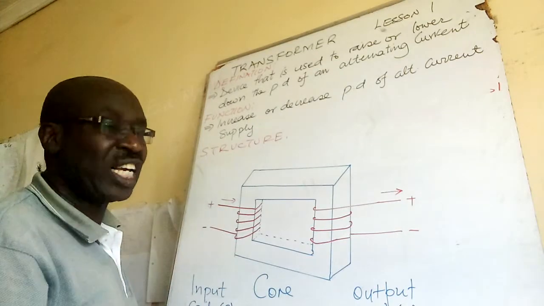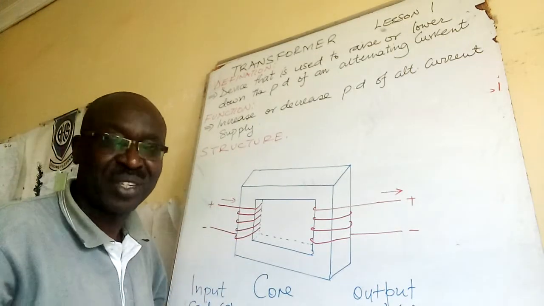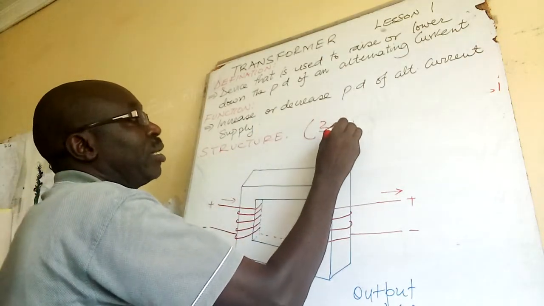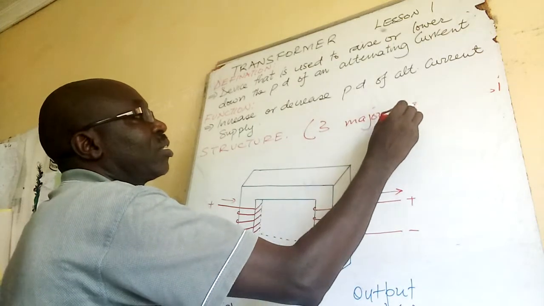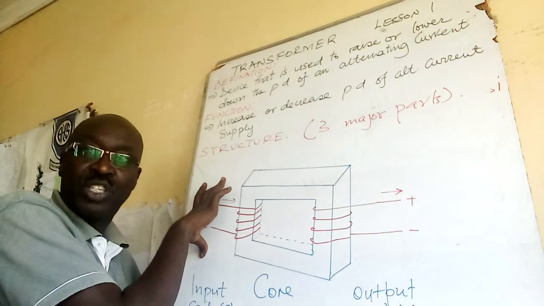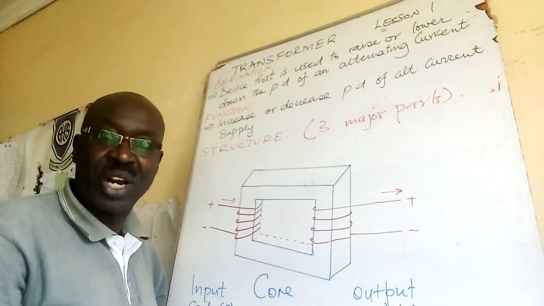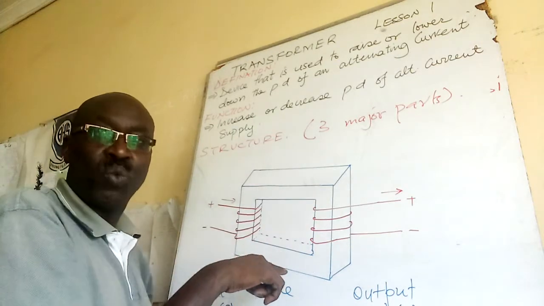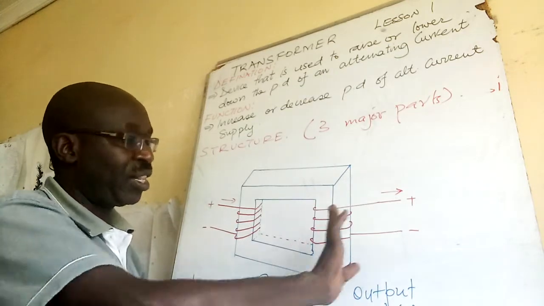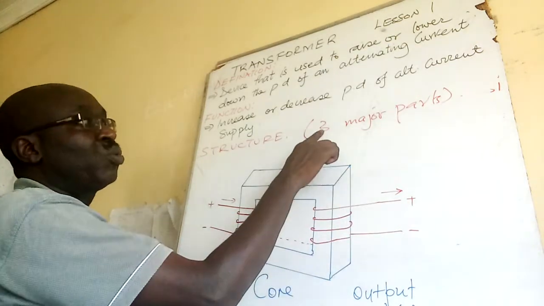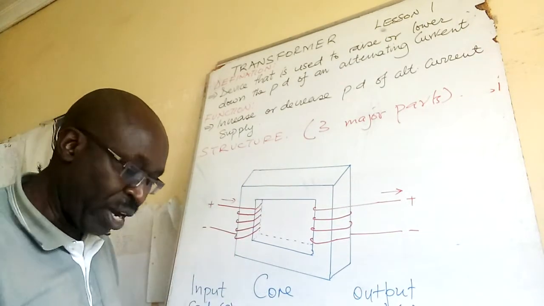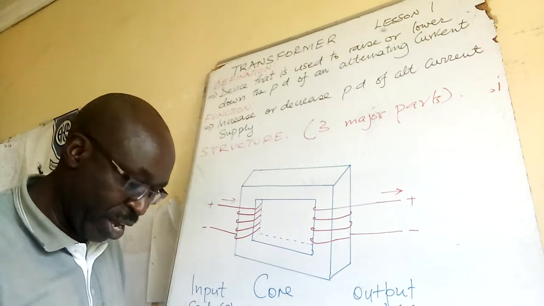So that leads us to the structure. And this structure has 3 major components. We have 3 major parts, which are, we have the input side. This is just a coil. You have it wound on the soft iron, which we call the core, and then we have the output. This is what gives us 3 parts. We have the input, we have the core, and we have the output.